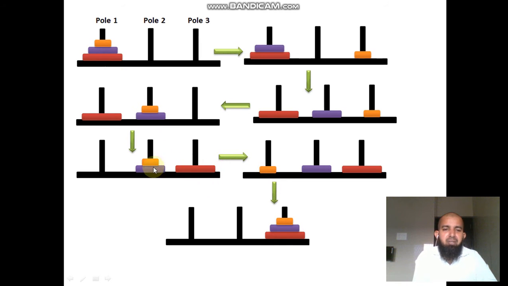After that you move the smaller disc to the first peg. Then you move the middle disc to the third peg. After that you move the smaller disc to the third peg. Like this you have to move. So these are the steps to move all 3 discs from peg 1 to peg 3 using the secondary auxiliary peg.